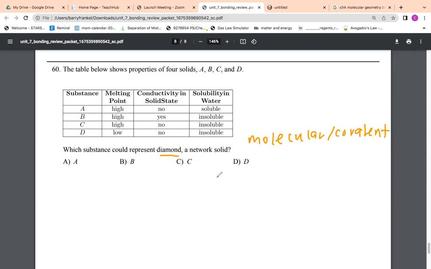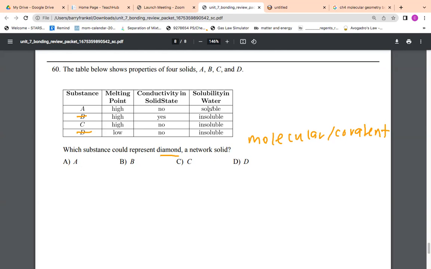So diamond has a very high melting point. Network solids, or this one in particular, have a very high melting point. So we're not going to want to go with choice D. Diamond does not conduct electricity well in the solid state. Molecular compounds usually don't conduct electricity well. So we're not going to want to go with choice B. So it's pretty much in between A and C right now.